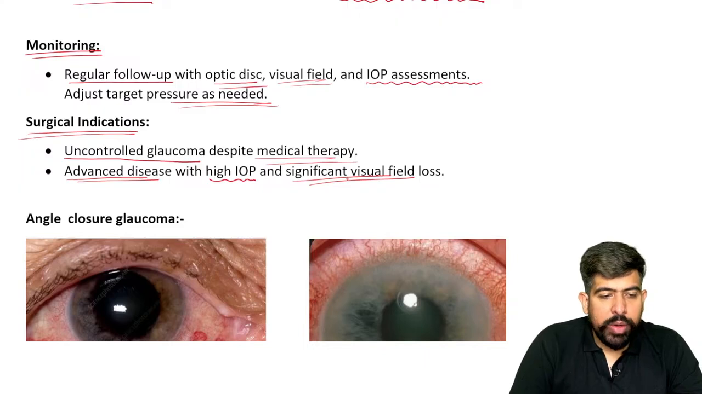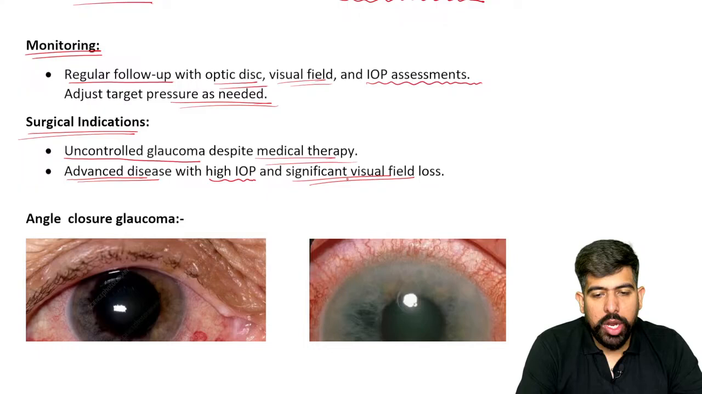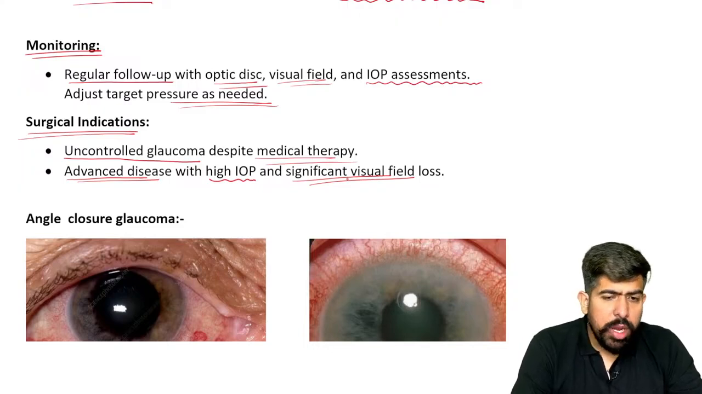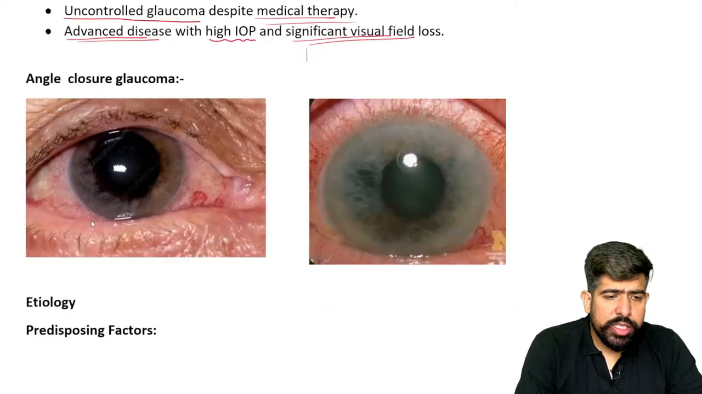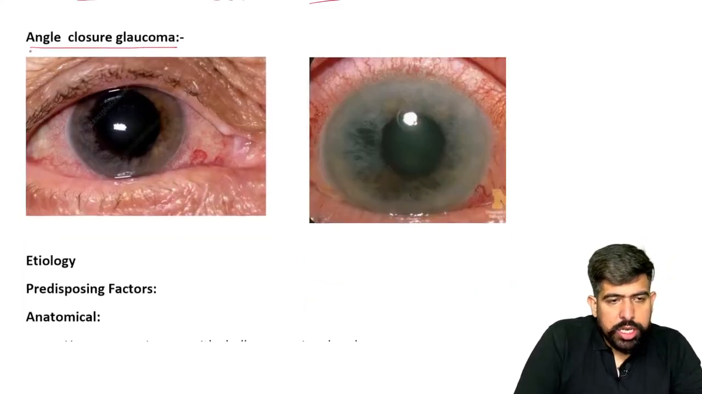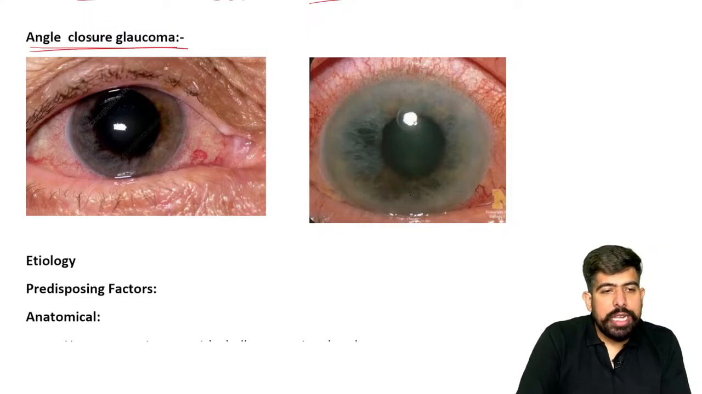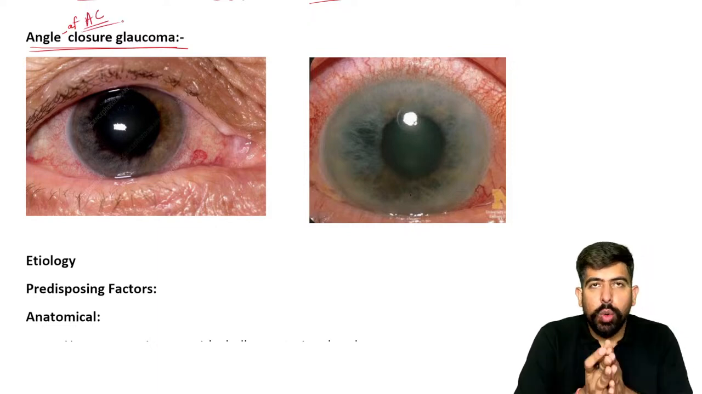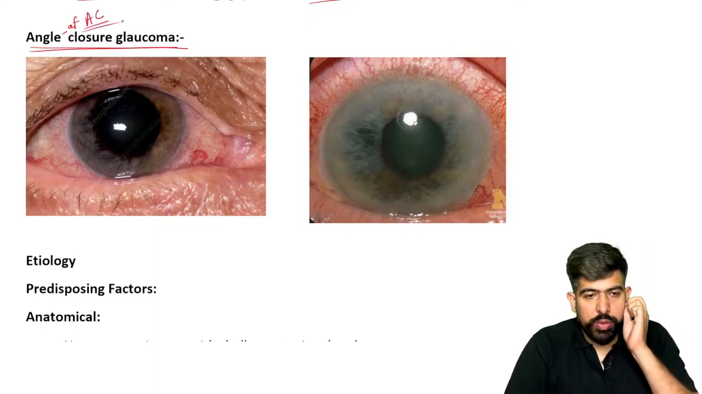And now we are moving forward to the next one, which is your angle closure glaucoma. Just by the name only you can understand the angle is closed, which angle of the anterior chamber is closed, right? It is clearly mentioned over there.